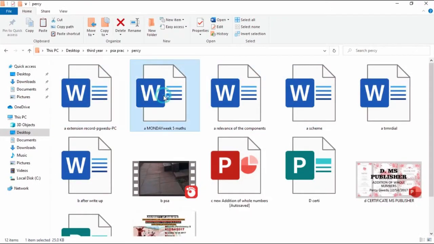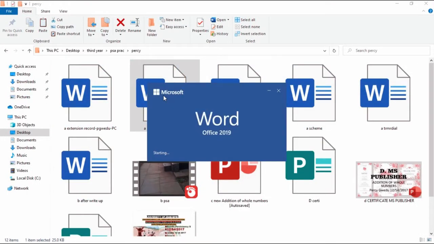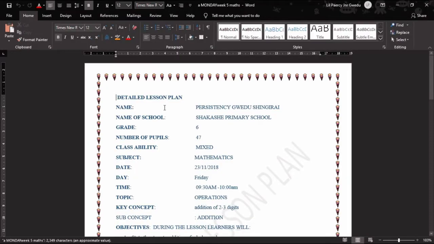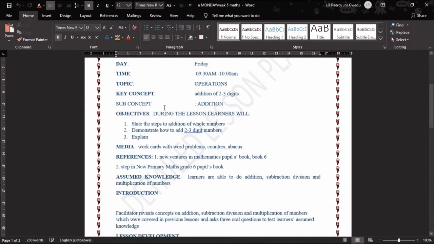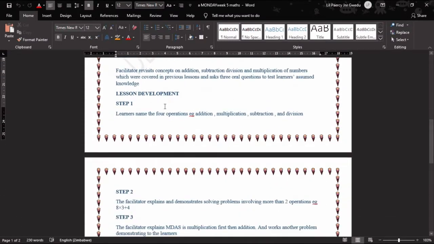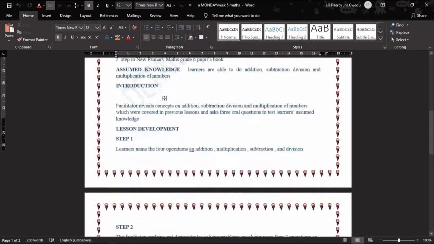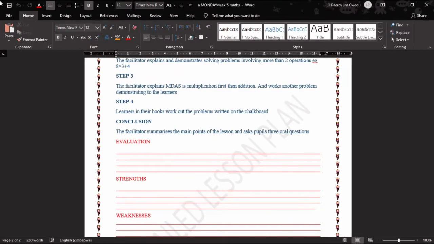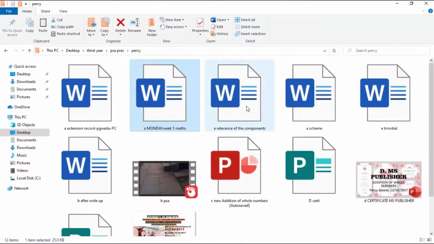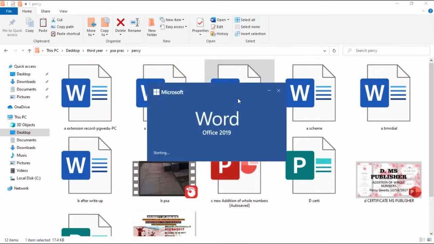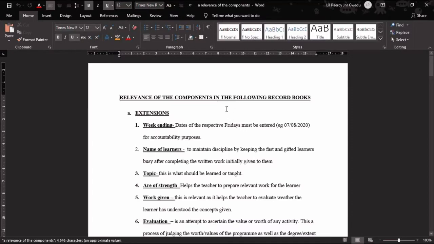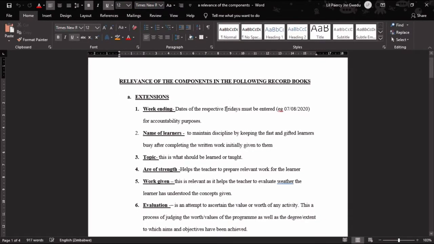Then we go on to the DLP, the detailed lesson plan. And this is how it looks like. Okay, and it's about 2 pages. And then we close. We go on to the relevance of the components. Okay, so these are the relevance of the components of all the record books listed. So we started with extension.